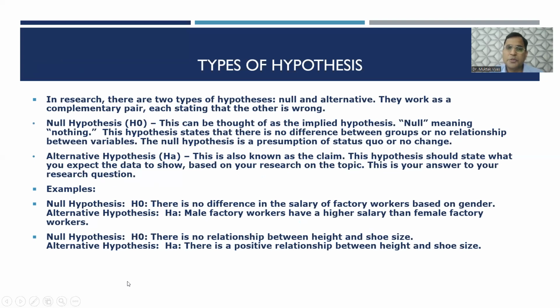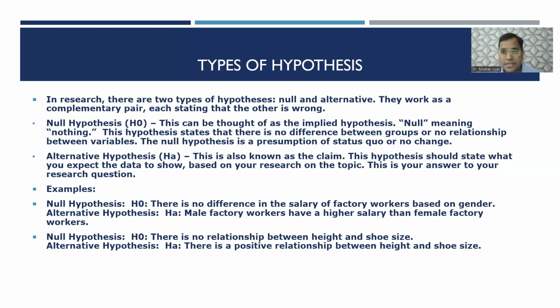Now, what are the types of hypothesis? In research, there are two types of hypothesis, null and alternative. They work as a complementary pair, each stating that the other is wrong. Null hypothesis. This can be thought of as the implied hypothesis. Null means nothing. Like in Contract Act, we say a contract is null and void. This hypothesis states that there is no difference between groups or no relationship between variables.